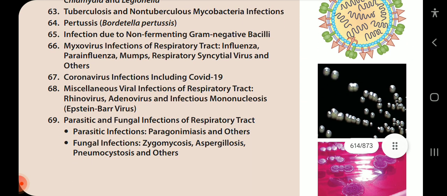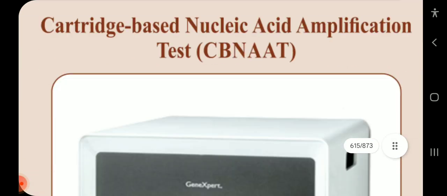Tuberculosis and non-tuberculous mycobacteria infections, pertussis by Bordetella pertussis, infections due to non-fermenting gram-negative bacilli, myxovirus infections of respiratory tract like influenza, parainfluenza, mumps, respiratory syncytial virus, etc. Then coronavirus infection including COVID-19, miscellaneous viral infections of respiratory tract like rhinovirus, adenovirus, infectious mononucleosis, Epstein-Barr virus, and lastly we'll be discussing the parasitic and fungal infections of the respiratory tract, which will cover parasitic infection by Paragonimus and others, and fungal infections like zygomycosis, aspergillosis, pneumocystosis, and others.